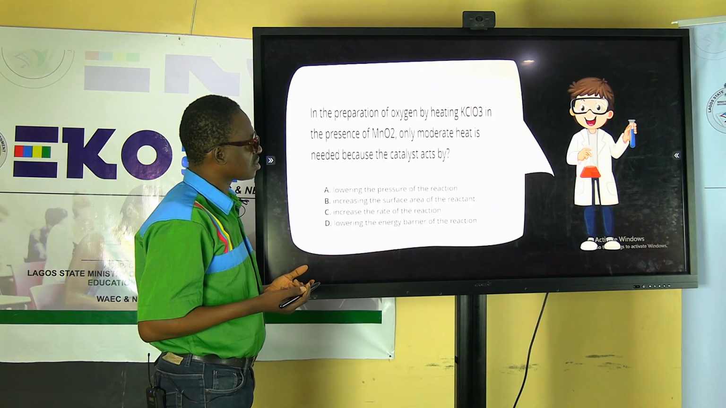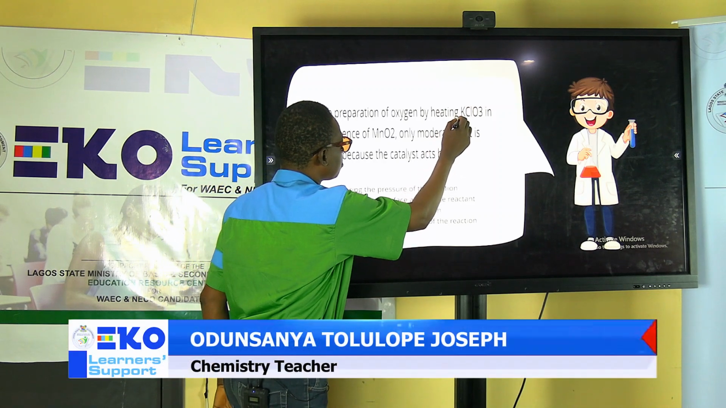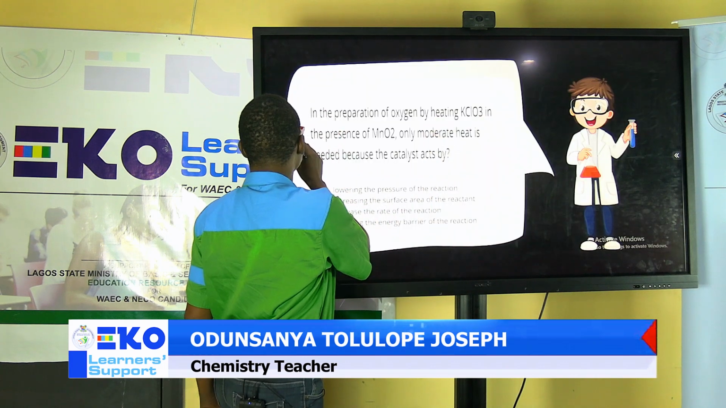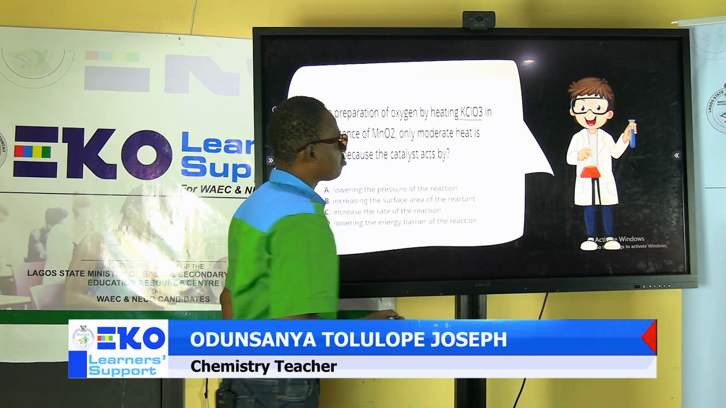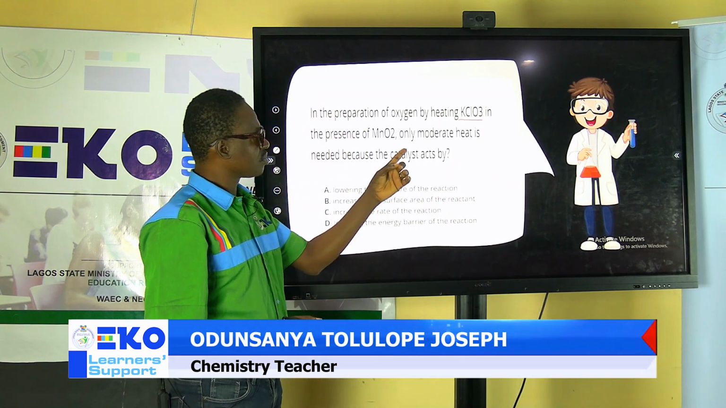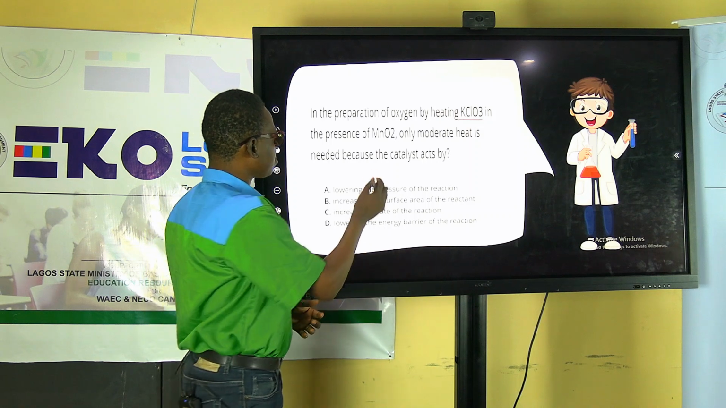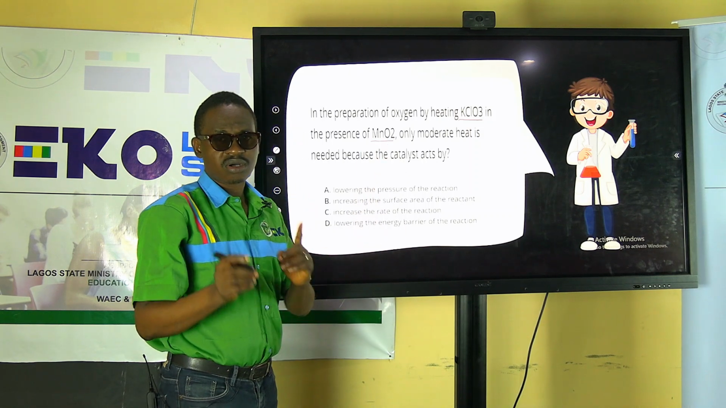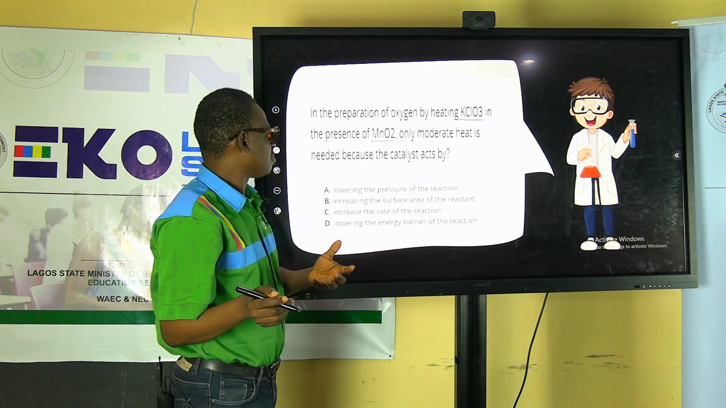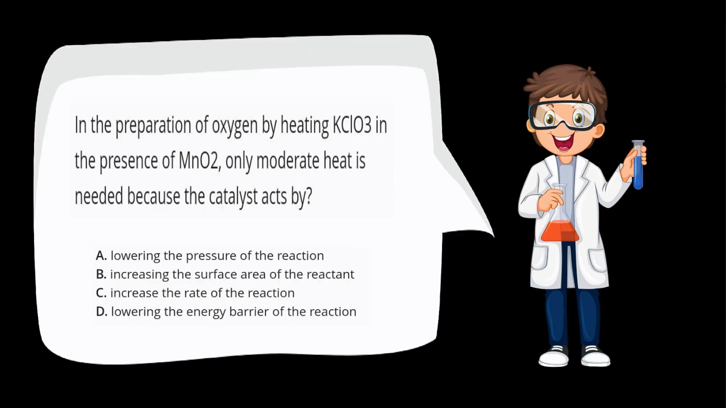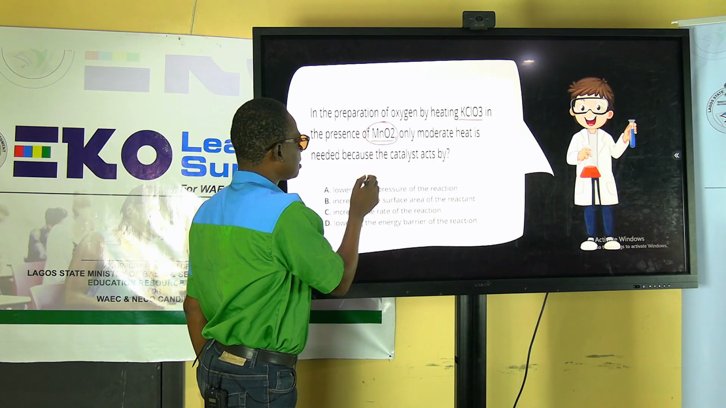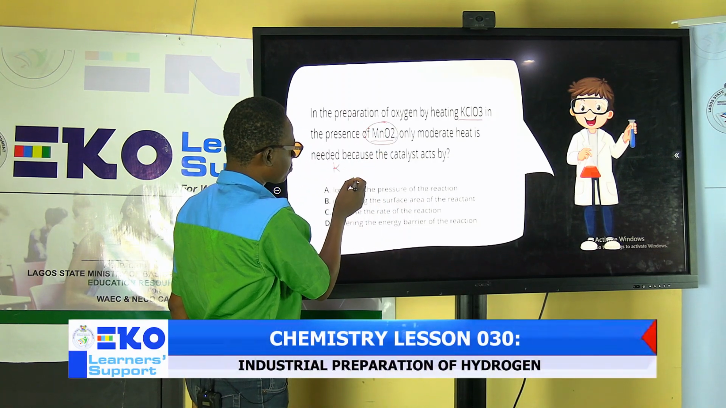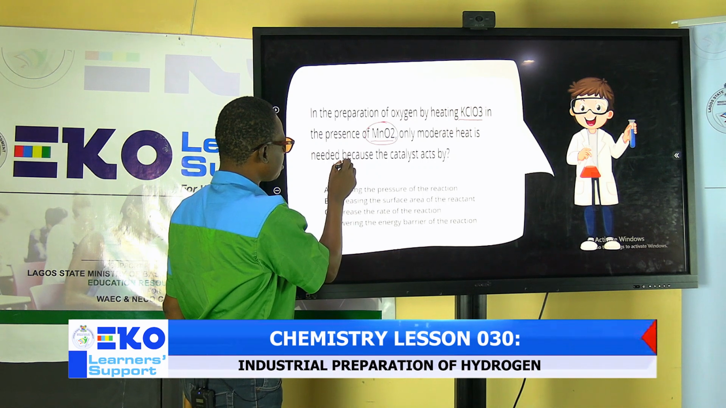In the preparation of oxygen by heating KClO3, potassium chlorate(V), in the presence of a catalyst called manganese(IV) oxide, only moderate heat is needed because the catalyst acts by what? So they are telling us what is the work of this particular catalyst in this reaction. I hope you still remember.